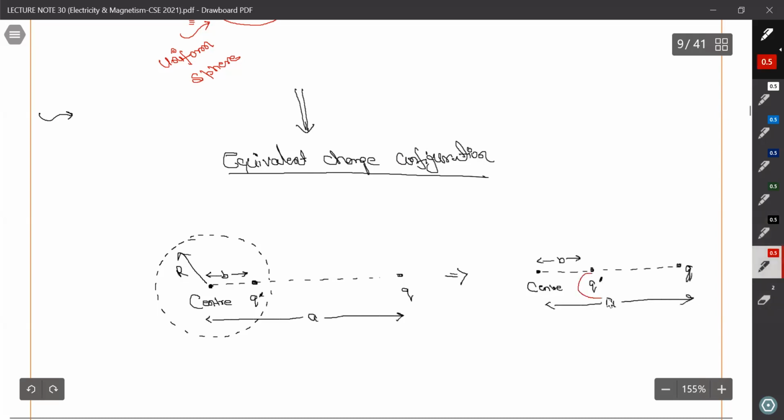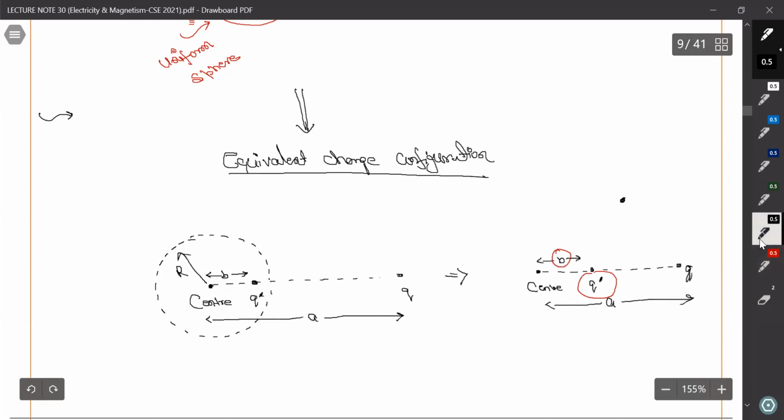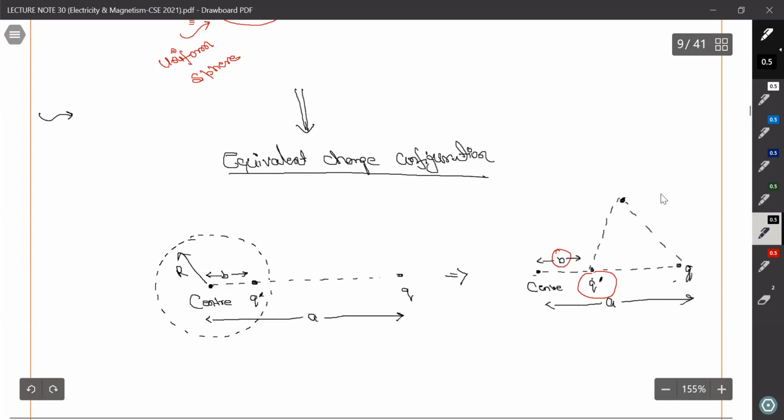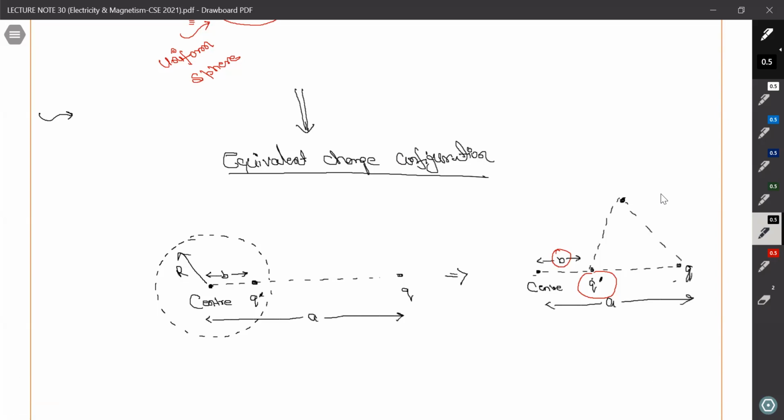Now if we can find out q dash and b, can you find out the potential at this position? You can easily find out, right? How? If you have two charges, one is b from the center, one is a from the center, you can easily find out the potential due to two charges at this position, right? You will find the potential due to this charge and that charge, and you will sum both of these, right? Now how can we find out the values of q dash and b? This is a much larger question than the question itself, right? So we will see this one.